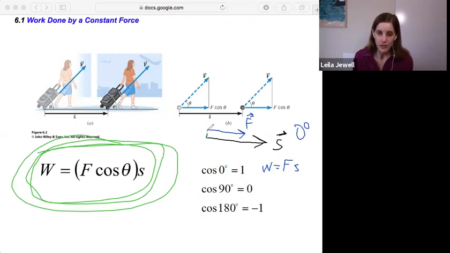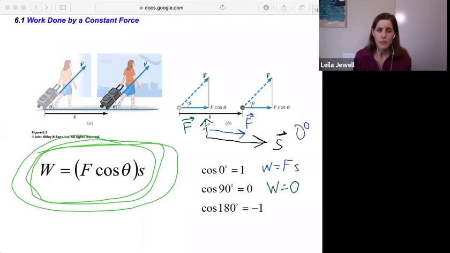Well, at 90 degrees, that says that the force is going upward, while the displacement is to the side. With this 90-degree angle, when we plug that in, we get cosine of 90 is 0. In other words, no work is being done. Why is no work being done by this particular force?